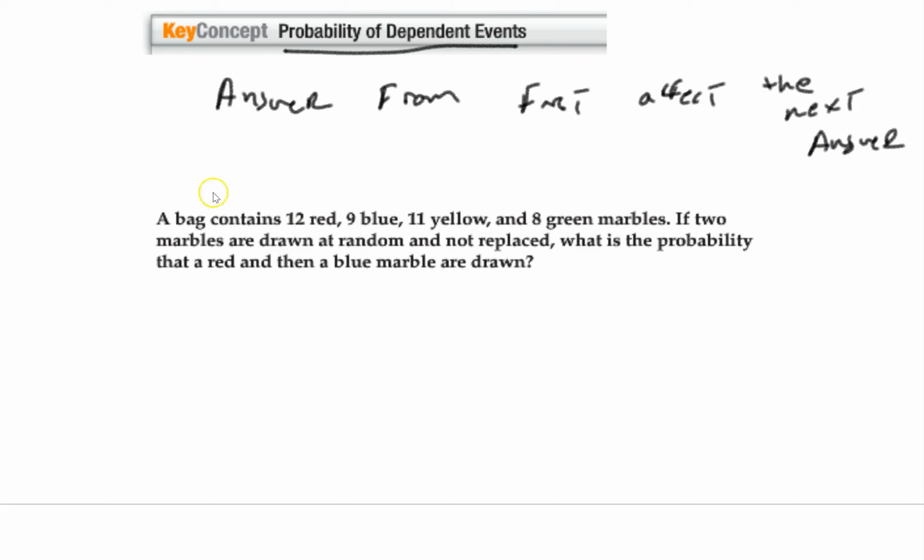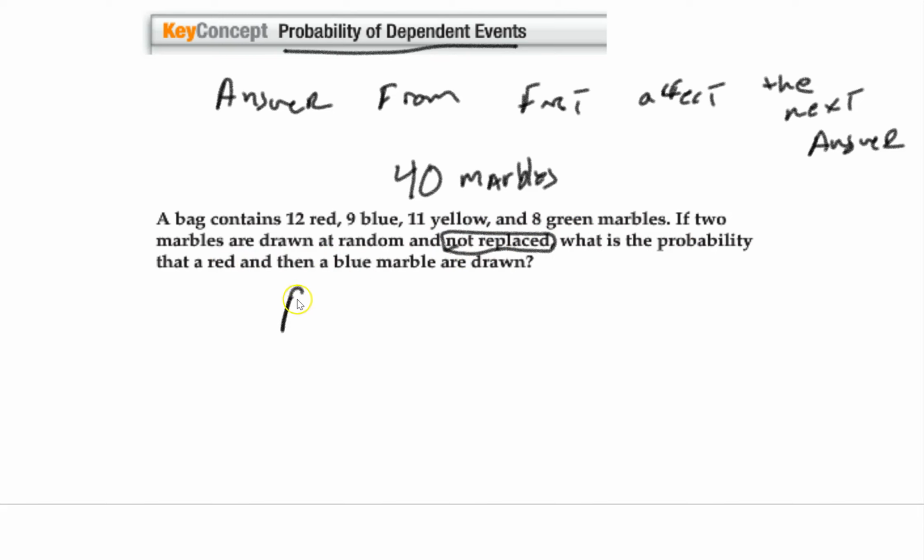So in this case, let's look at an example here. A bag contains 12 red, 9 blue, 11 yellow, and 8 green. That's a lot of marbles in that bag. So let's see, that's 20, and that's 20, so 40 marbles. We have 40 marbles total. If 2 marbles are drawn at random and not replaced, so key thing, not replaced, so we're not going to put them back. You pick a marble, you keep the marble. What's the probability that a red and then a blue marble is drawn?